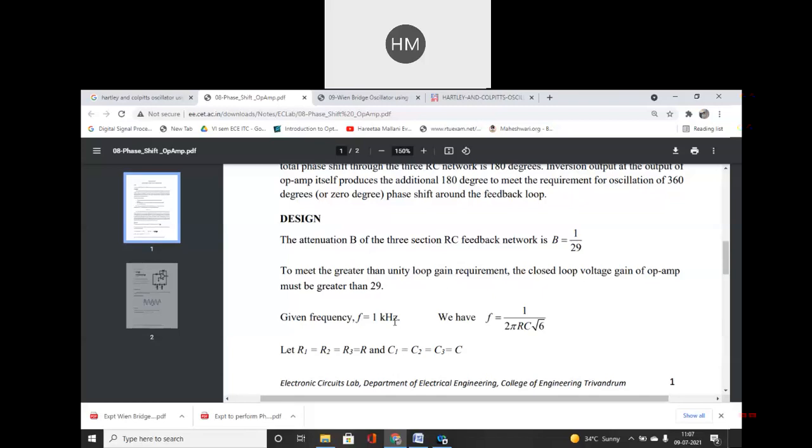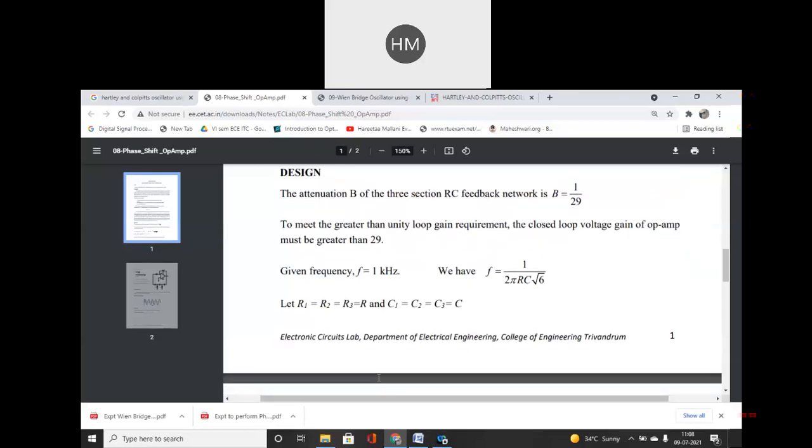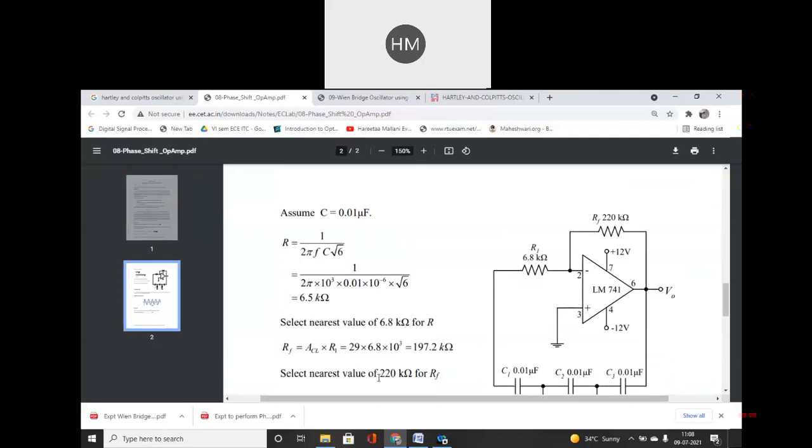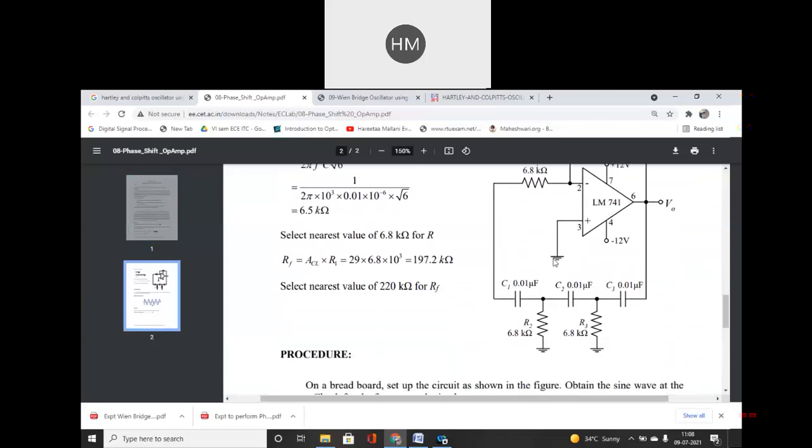Clear, students? So we all know the formula. We have f is equal to 1 upon 2 pi RC under root 6. Okay students, and now one condition we have to assume. In our circuit, 3 resistors and 3 capacitors form a ladder network, which is this network.